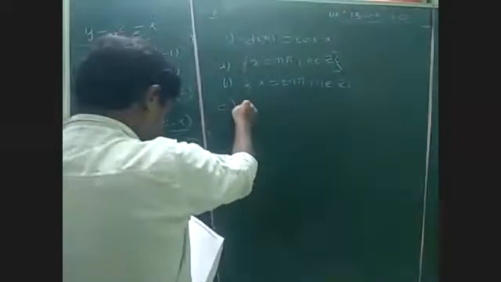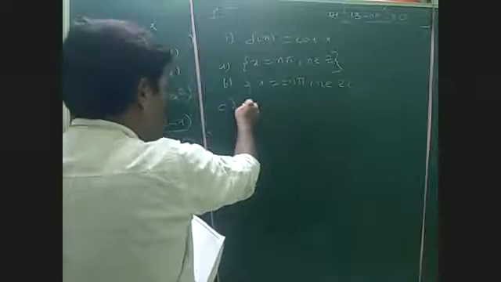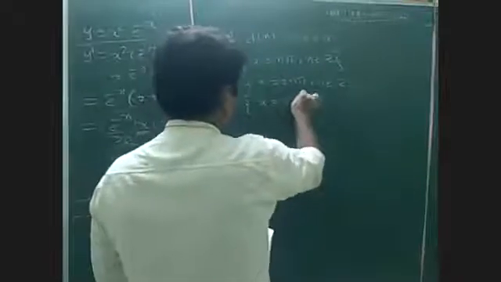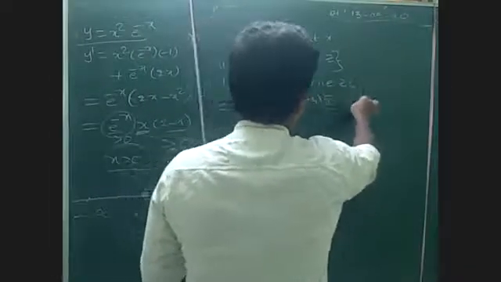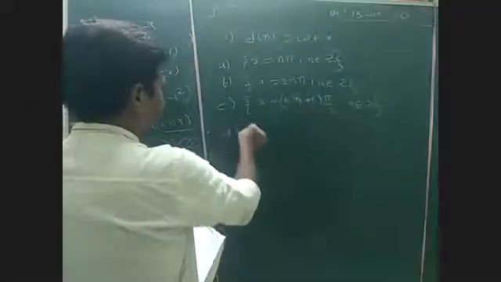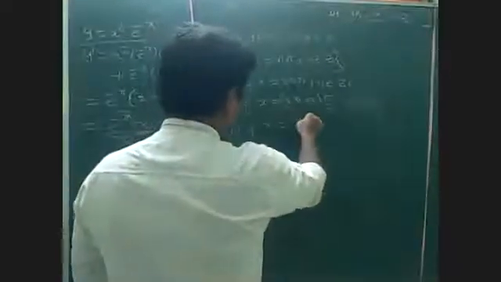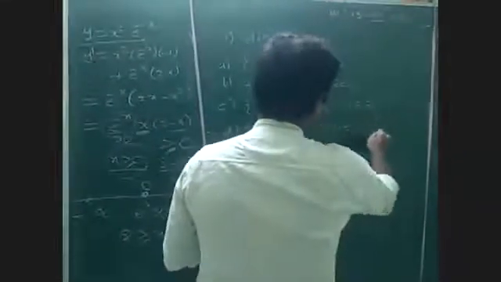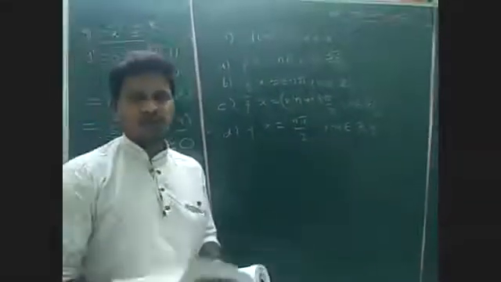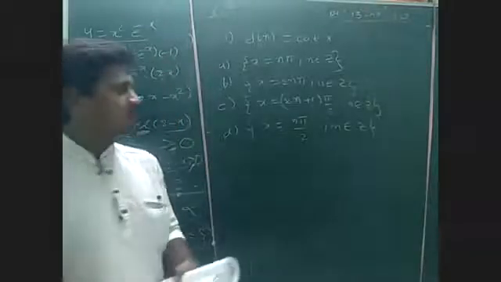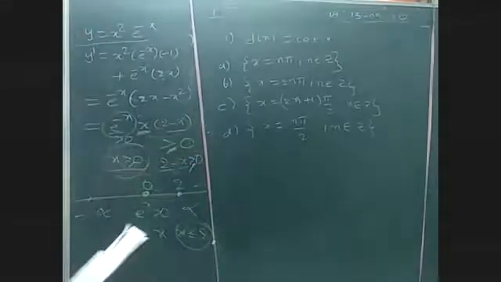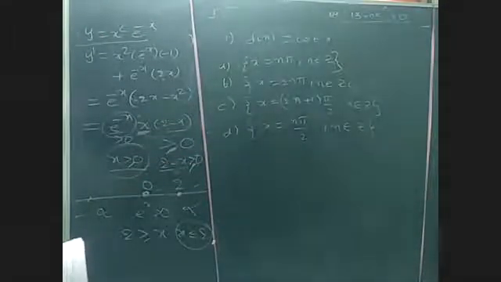Third option, C option: x is equal to 2n plus 1 pi by 2, n belongs to Z only. D option: x is equal to n pi by 2, n belongs to Z. These are the NCERT objective questions. Just tell me, for which option it will be discontinuous?